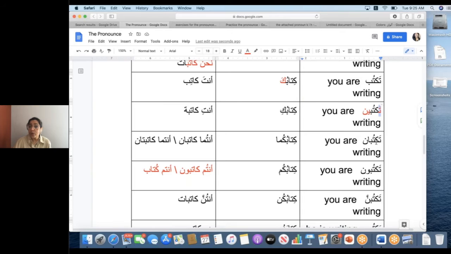تكتبان. This is for dual. تا ألف نون at the end. So you add ta here. And you add ألف نون because it's dual. All the time, dual, you're going to have ألف نون. تكتبان. And let's imagine I'm talking to Kelsey and Hawa, and I will tell them, هذا كتابكما. It looks like one book, but for both of them. هذا كتابكما. It's your book.